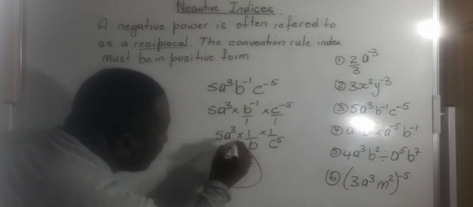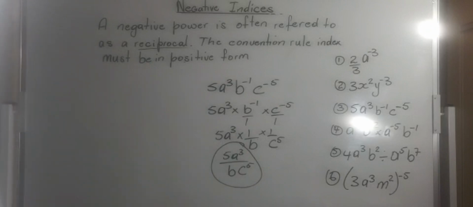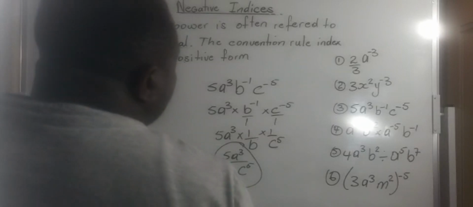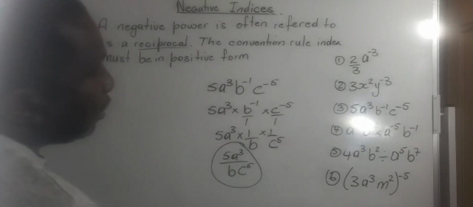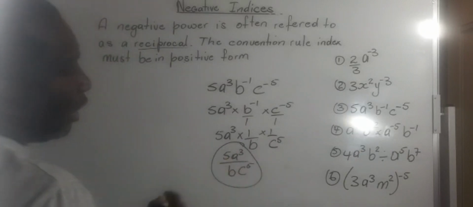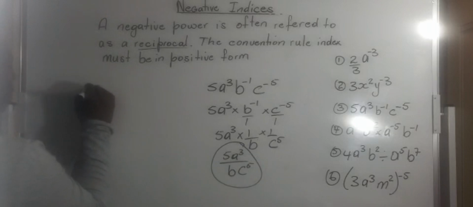So I've expressed my index in terms of positive outcome. The conventional way is that we should arrive at a positive outcome. That's what it says. We should be getting a positive. So that was number 3. We could look now at number 4.